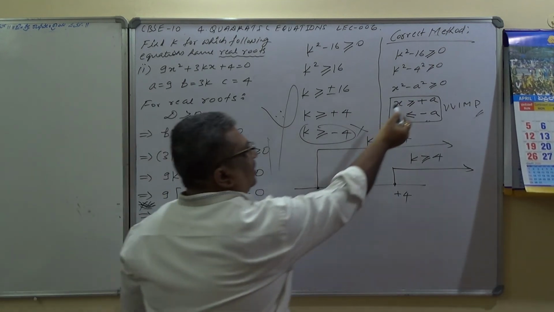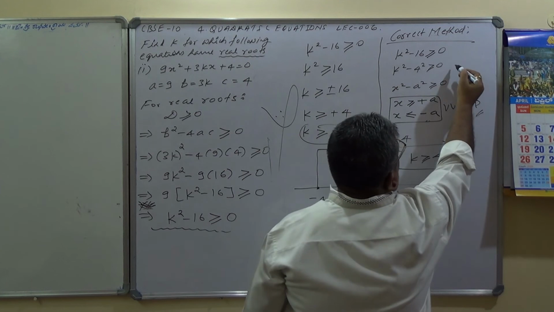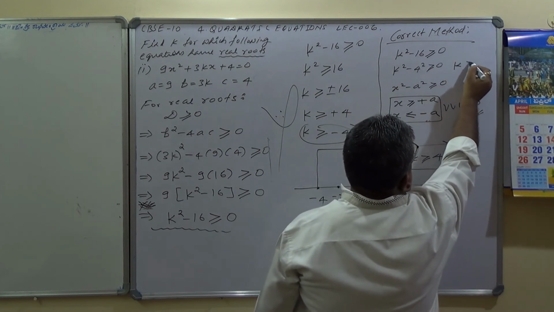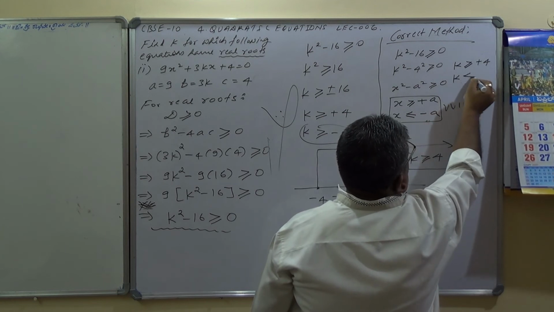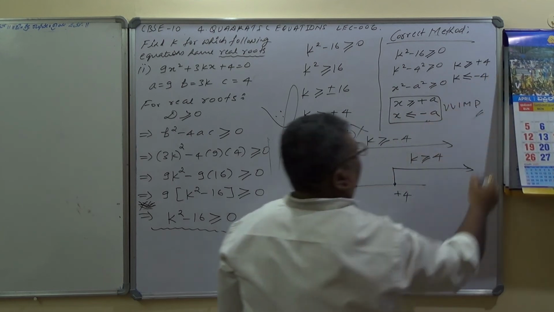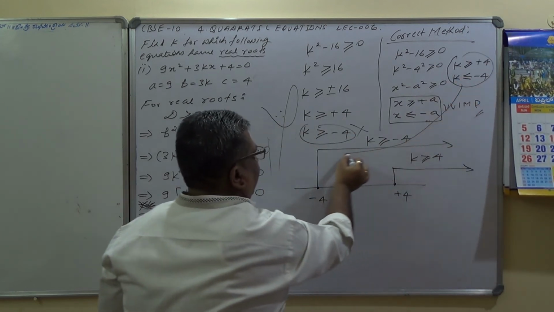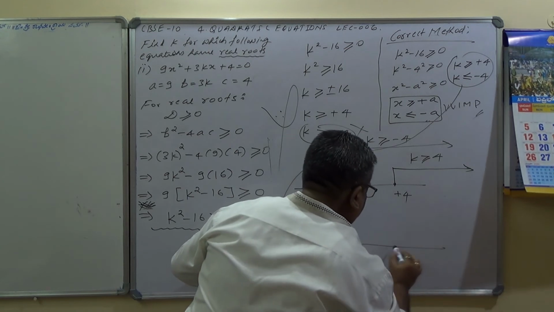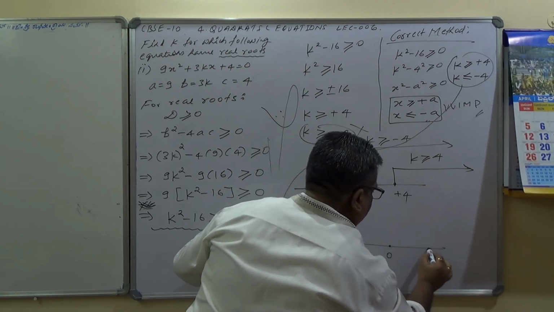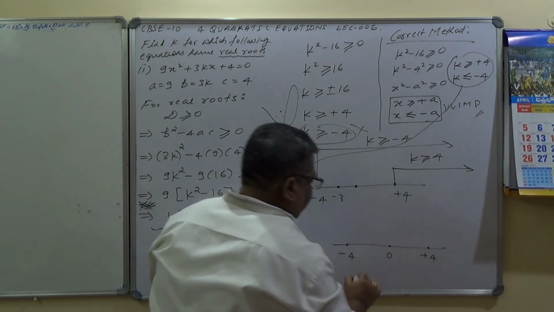So according to this condition, what should be the value of k? K should be greater than or equal to plus 4. K should be less than or equal to minus 4. So let me represent this situation on the number line. On the number line, 0, plus 4, and here it is minus 4.